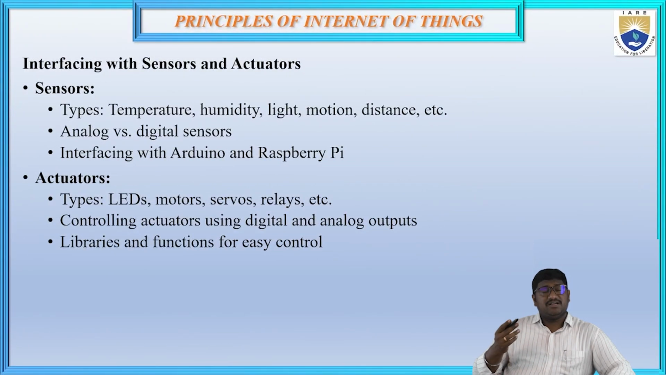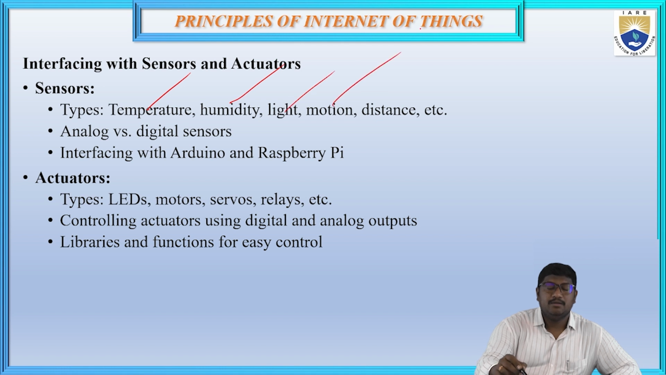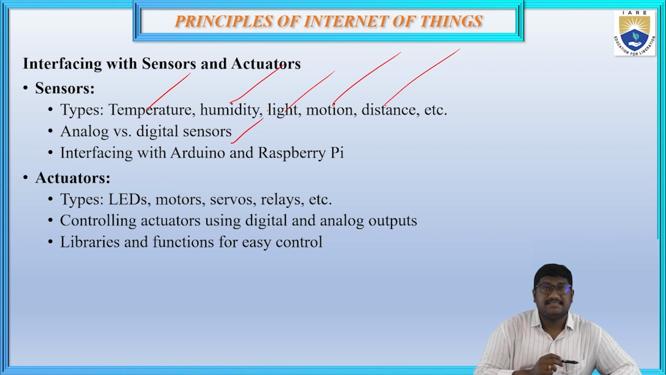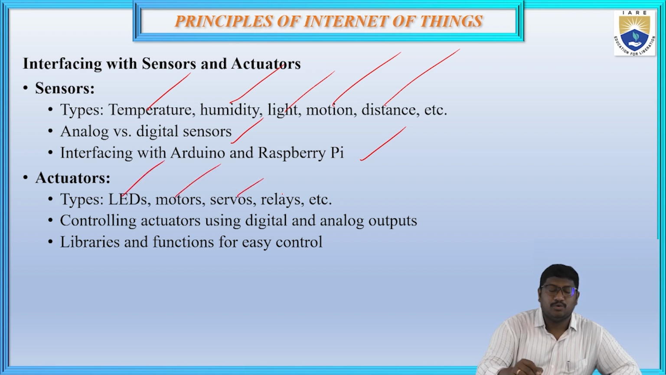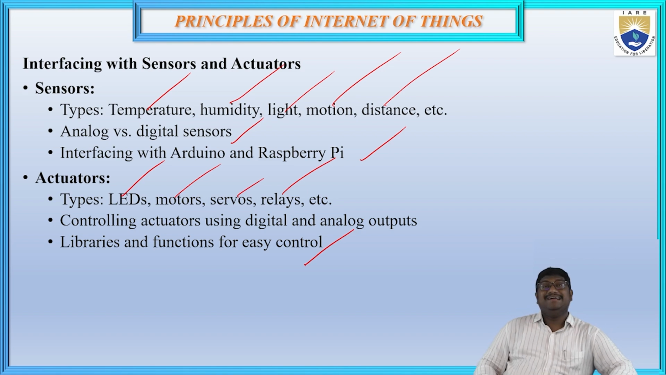And what are the different kinds of interfaces which are presented with sensors and actuators? There are n number of types of sensors which are used in IoT projects. I'll let you know small examples: temperature, humidity, light, motion, distance, etc. These are the types. And we have analog as well as digital sensors, and we will use interfacing with both Arduino and Raspberry Pi. And coming to actuators, the types are LED, motor, servos, relays, etc. Here we are controlling the actuators using digital and analog inputs. And there are n number of libraries available for our easiest controlling process.